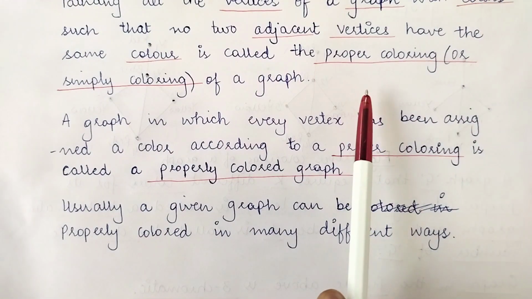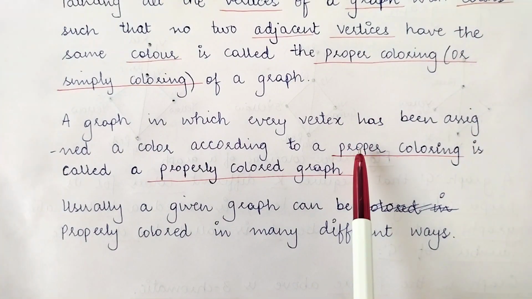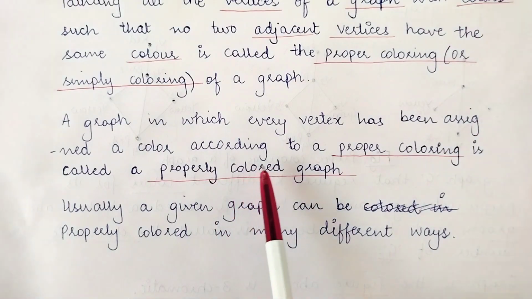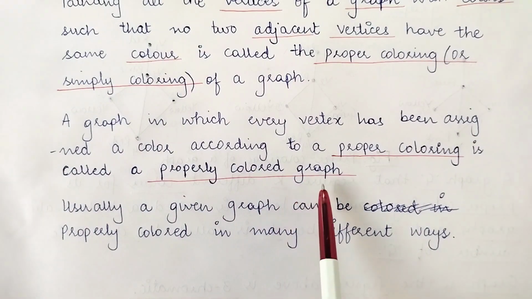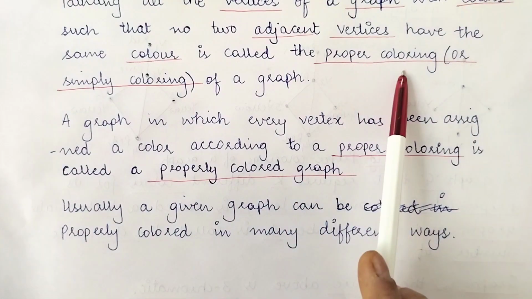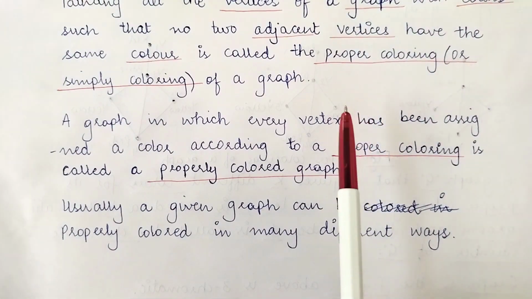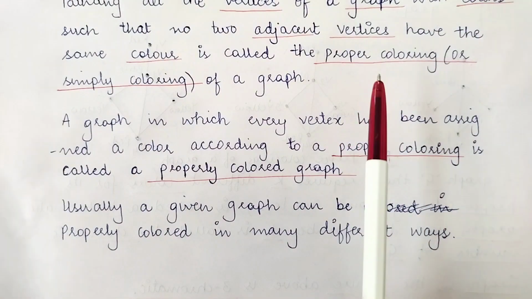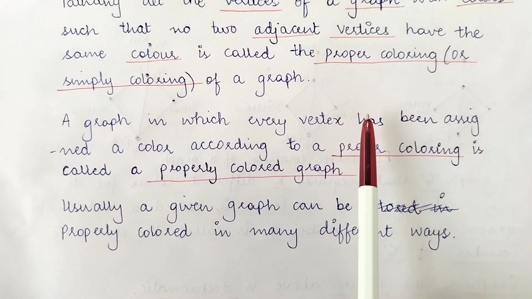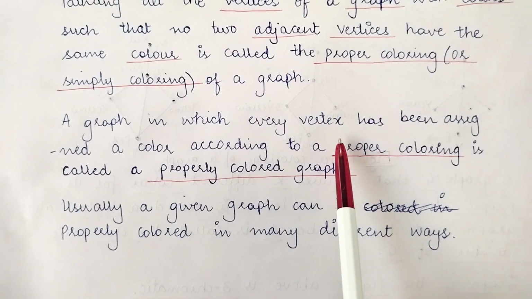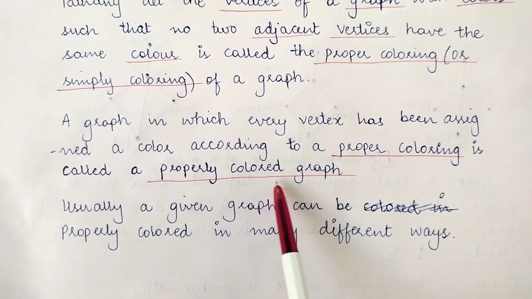So basically this technique of assigning colors to every vertex is called proper coloring, and such a graph in which a proper coloring has been done, that means every vertex has been assigned a color according to the proper coloring, is called a properly colored graph. So basically what is proper coloring? That no two adjacent vertices have the same color and you have to assign color to all the vertices of the graph, keeping in mind that adjacent vertices will not have the same color but non-adjacent vertices can have the same color. So this is proper coloring, and when we use proper coloring for a graph, then that graph is called a properly colored graph.